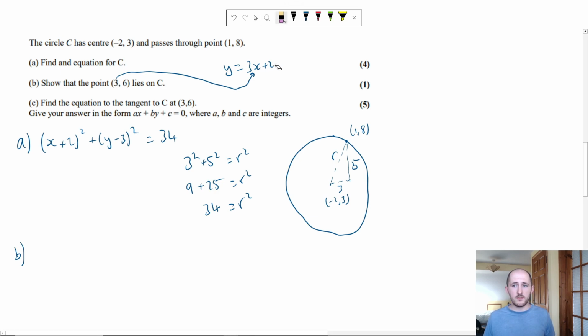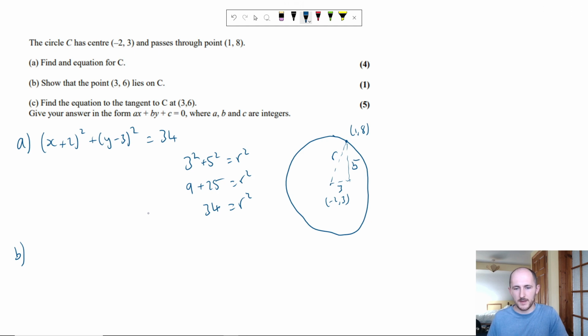Now you can still do that if you want in circles. The problem is you'd have to rearrange for y. Here's what you want to do instead. Sub in 3 and 6 and see if it gives you 34. Big brain. So we have 3 plus 2 squared plus 6 minus 3 squared.